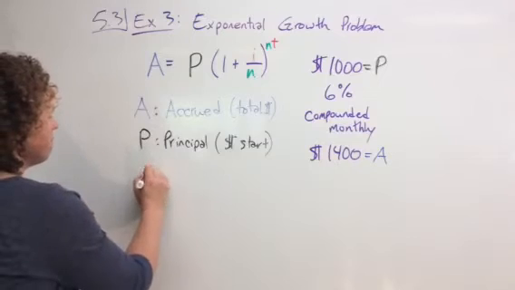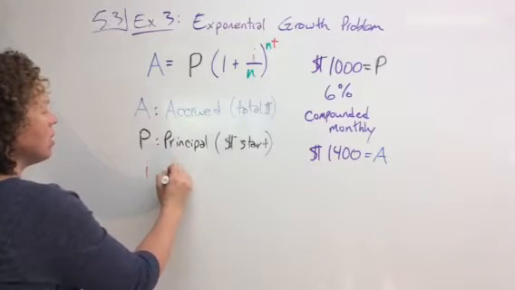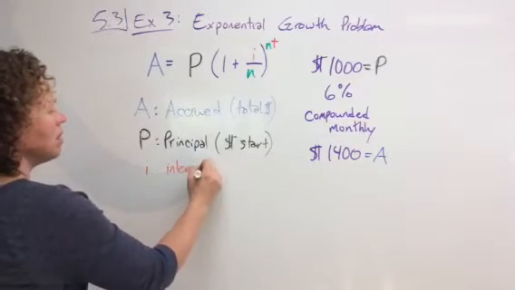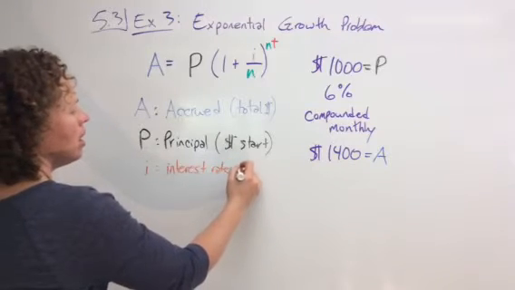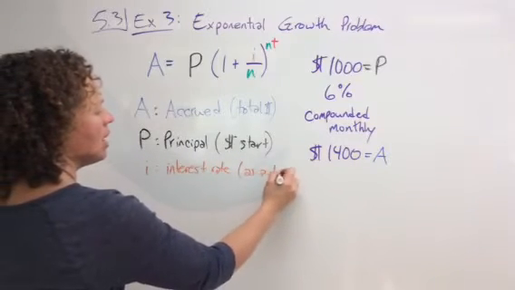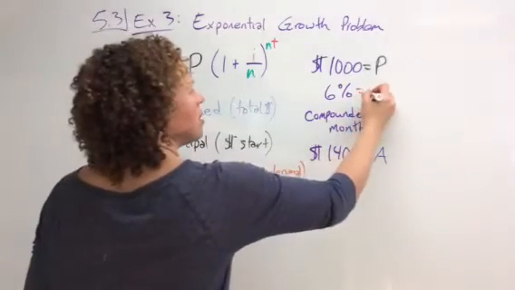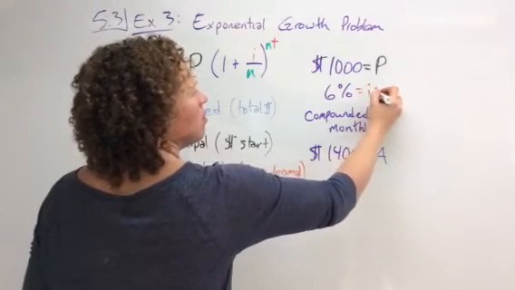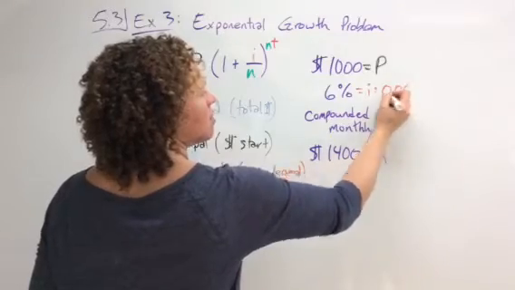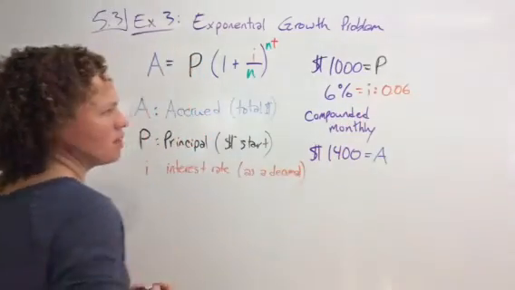I is our interest rate, that makes sense. And you have to use it as a decimal. So this is our I, but we want to use 0.06 because that's the decimal version of 6%.